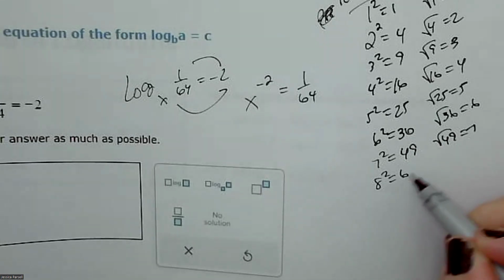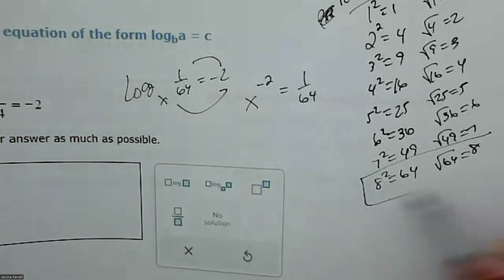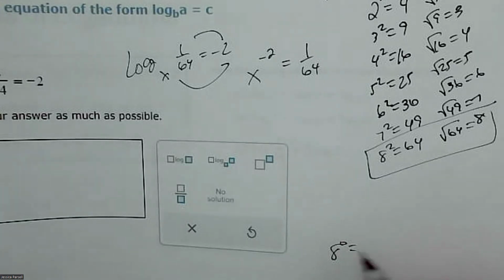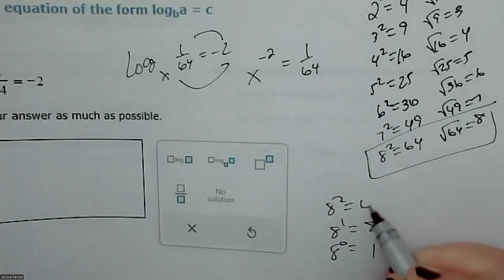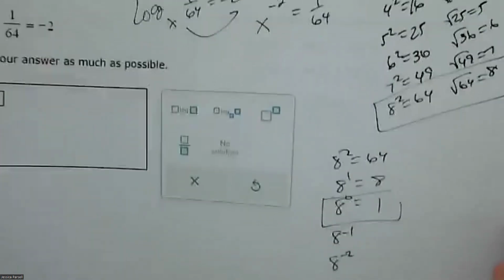8 squared is 64. The square root of 64 is 8. Okay, that's what I was trying to get to, this 8, because we've got 64 involved here. So think about 8 to the 0 power is 1. 8 to the first power is 8. 8 squared is 64. Let's go in the opposite direction because this is sort of the divider. 8 to the negative 1, 8 to the negative 2.